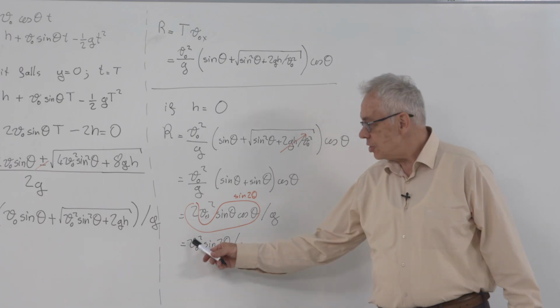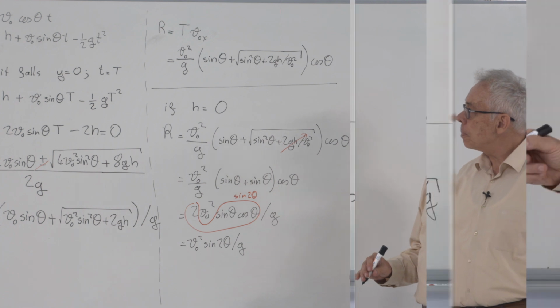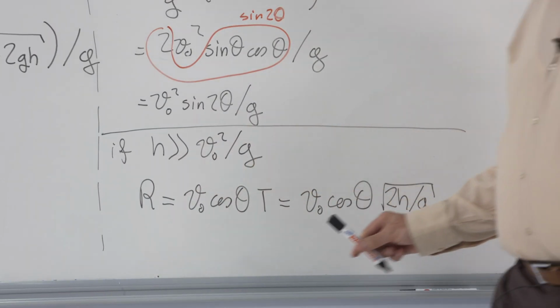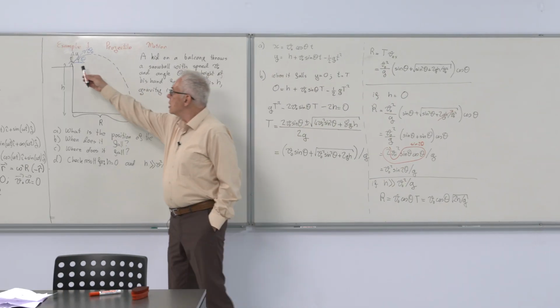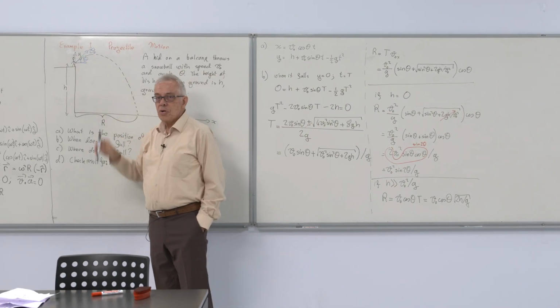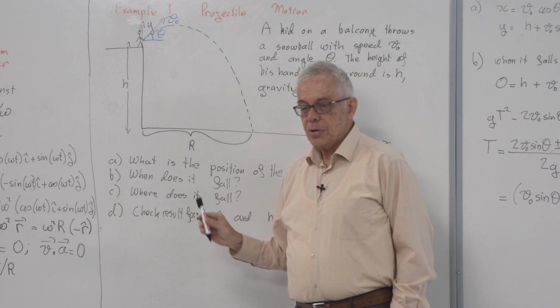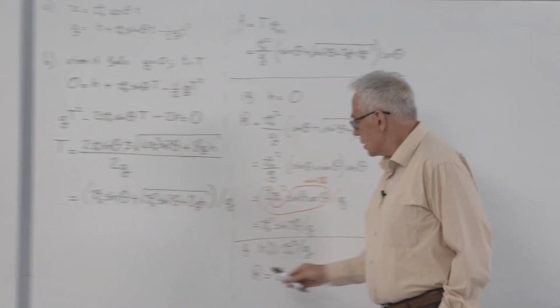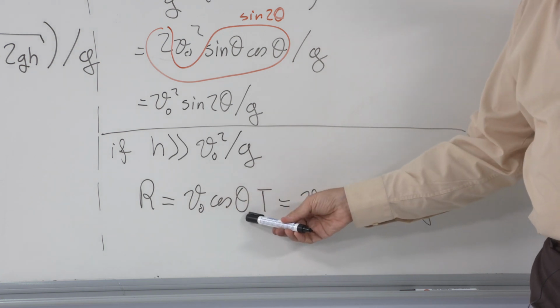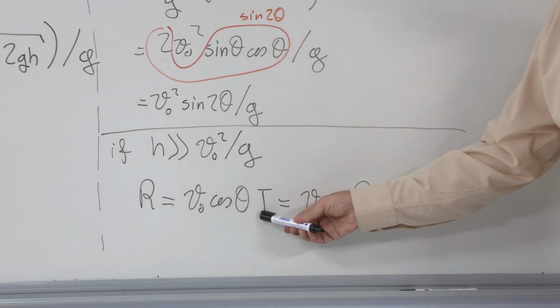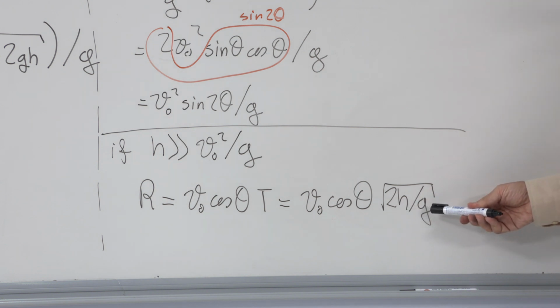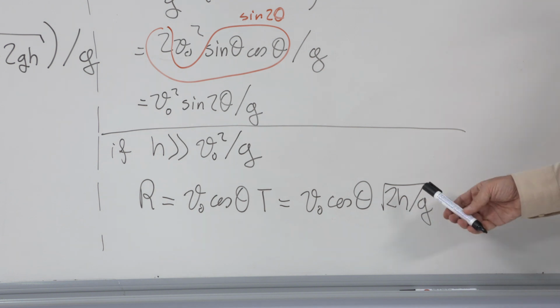That's the range formula. If h is very much larger than v0 squared over g, that is, the kid is throwing the snowball from the top floors of a skyscraper, then the range is v0 cosine theta, the horizontal speed, times the flight time, and flight time is square root of 2h over g.